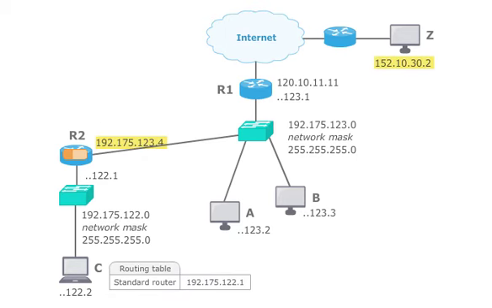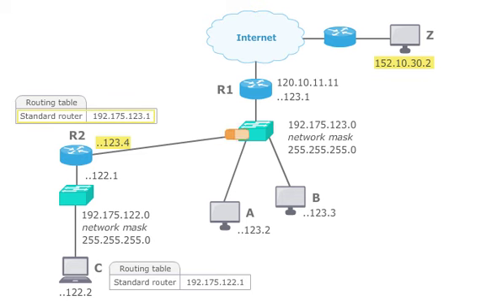R2 compares the network IDs. Since they are not equal, a search for an entry for the destination address is performed. Since there is no entry, the datagram is sent to the standard router R1 with the IP address 123.1. Host C has no knowledge how router R1 forwards the datagram.